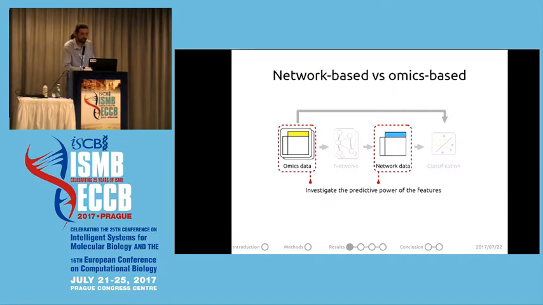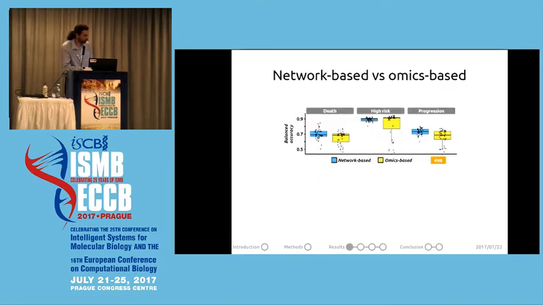So with this setup, the first thing we wanted to investigate is whether the network features that we have just defined can be used to build efficient classification models, and also to check how those models compare to models that are built by using directly the omics features instead. So the results are the following. What you're looking at is the balanced accuracy for the three endpoints of interest, for the network-based methods in blue, and what I call the omics-based, in yellow.